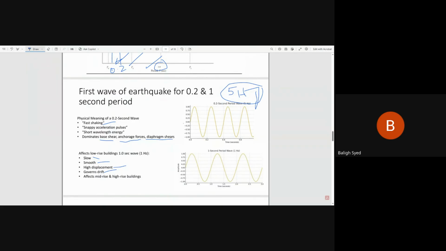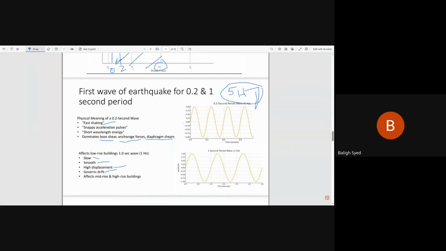between two frequencies. Those two frequencies are 0.2 second. Those two frequencies are 5 hertz and 1 hertz. Make sense? 5 hertz and 1 hertz. Isn't it amazing? Those are the two frequencies where 90% of the structures on this planet will see most of the damage.